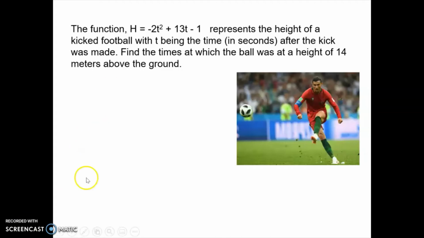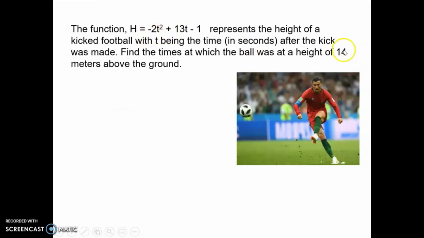So imagine a ball flying through the air. It will go up and then down. On its way up, it will be at a height of 14 meters. And then again on its way down, it will be at a height of 14 meters at some point as well. Imagine that arc, and it reaches that certain height twice. Your goal is to find out when.